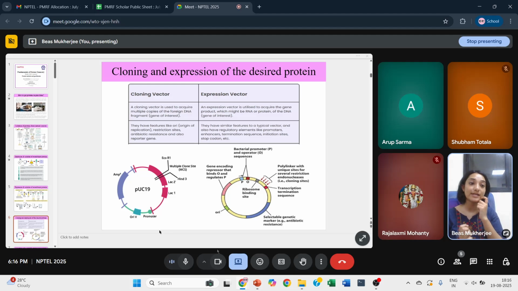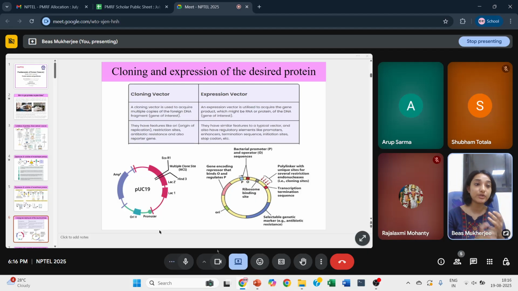Okay, so you're growing it in, let's say, kanamycin containing media, then the vector will have a kanamycin resistance gene inside it, so that the bacteria is forced to retain this particular vector within it and it does not throw it out.